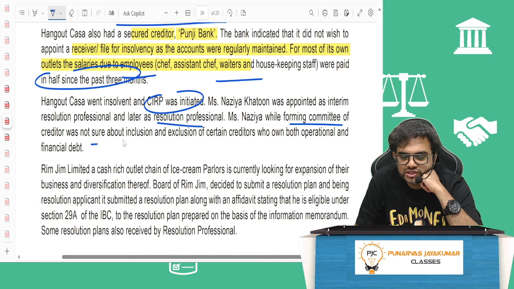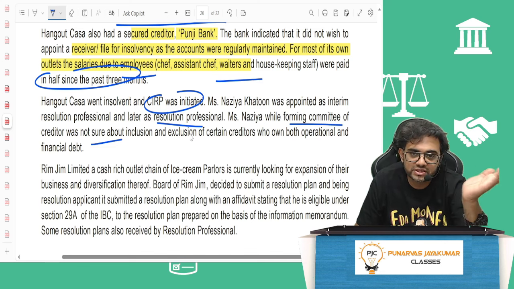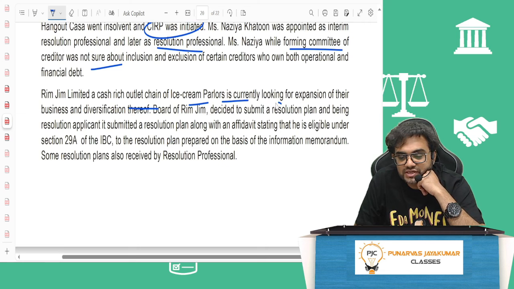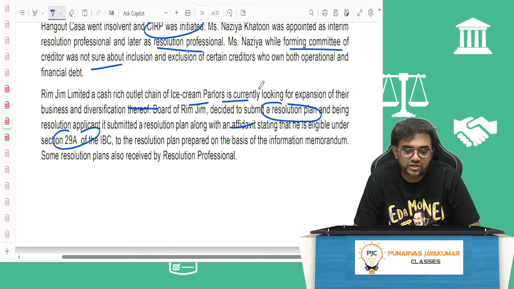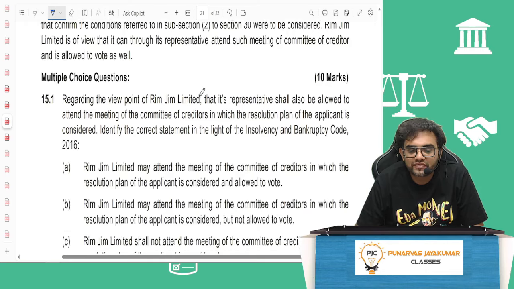She formed COC. Now, not sure about inclusion of certain creditors who own operational debt and financial debt. You have operational debt, operational creditor, financial debt, financial creditor. It's a cash-rich outlet chain of ice cream parlors. Now, they will submit a resolution plan. And they also submit an affidavit saying that they are eligible under 29A of IBC. That's the disqualification for resolution applicants. Meeting was formed and finally decision has to be taken.